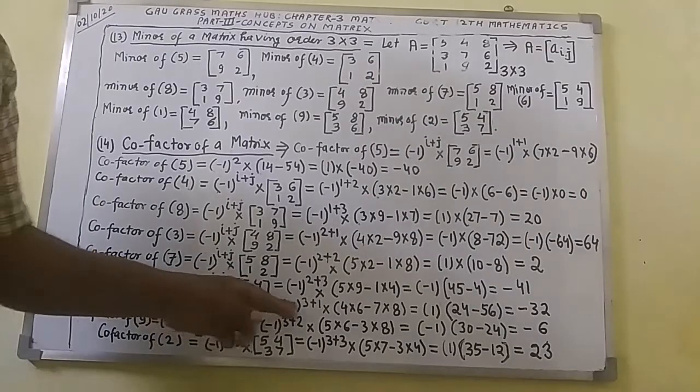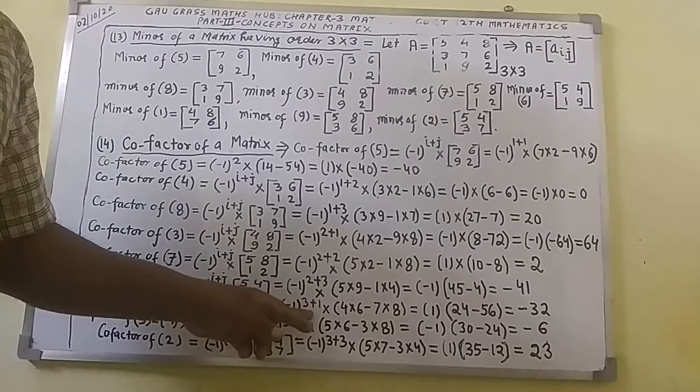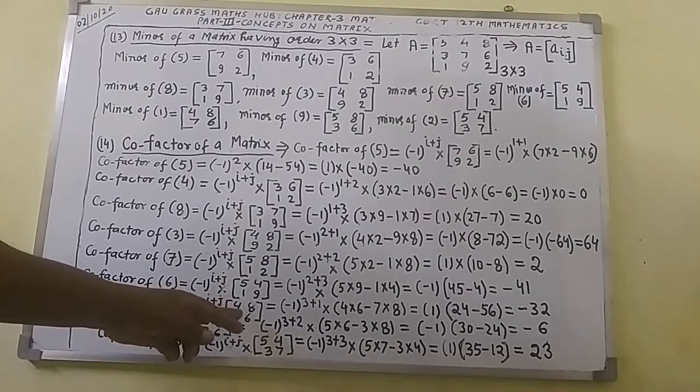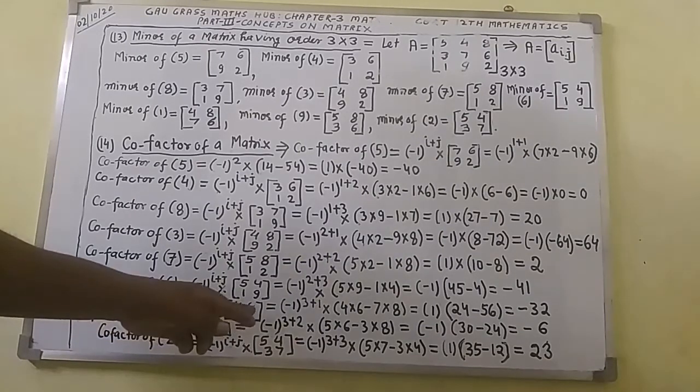Minus 1 raised to power 4, we will get here 1 only. And the reverse diagonal you can see here. The elements of the reverse diagonal are 4, 8 and 7. But the elements of the principal diagonal will come first. The elements of the principal diagonal are 4 and 6.